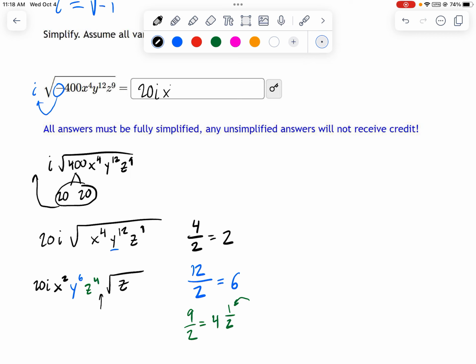Okay, so 20i x squared y to the 6th z to the 4th square root of z is your final answer.